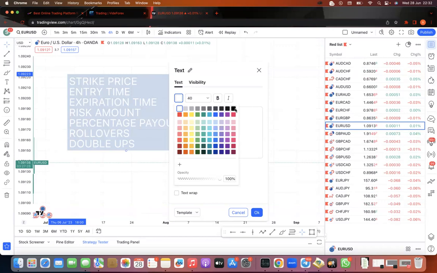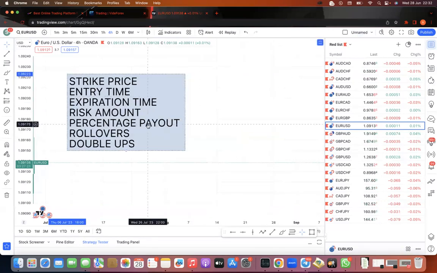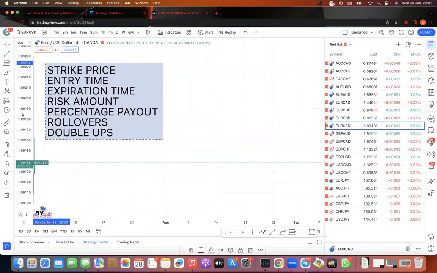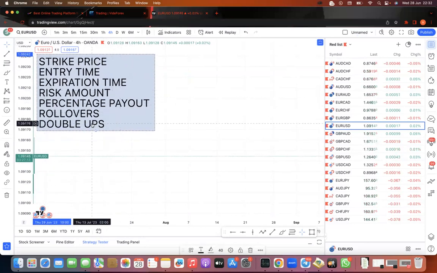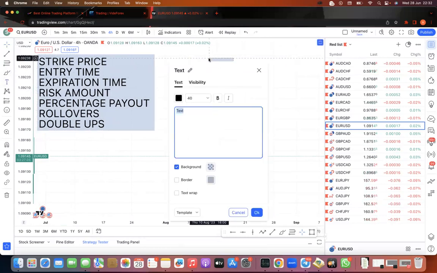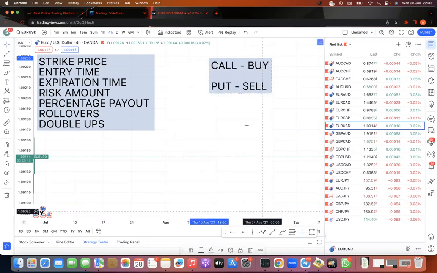I'm going to start first with strike price. You can see the price here, the price of this currency pair as it goes up and down. Now, let's say we want to enter a trade. It's either you're going to buy or sell. In HFX, buying is called call, and selling is called put. Buying is you predicting that the market is going to go up, and selling is you predicting that the market is going to go down.